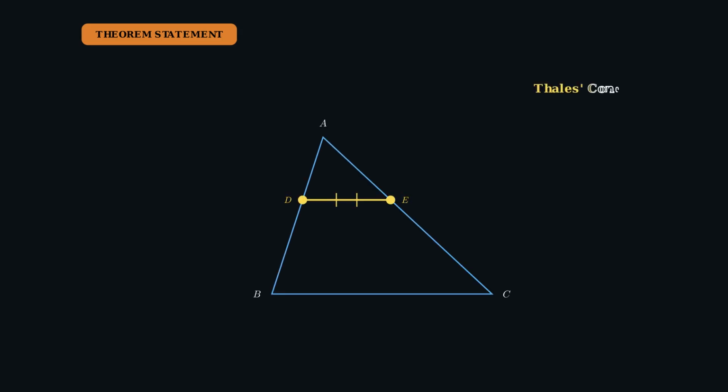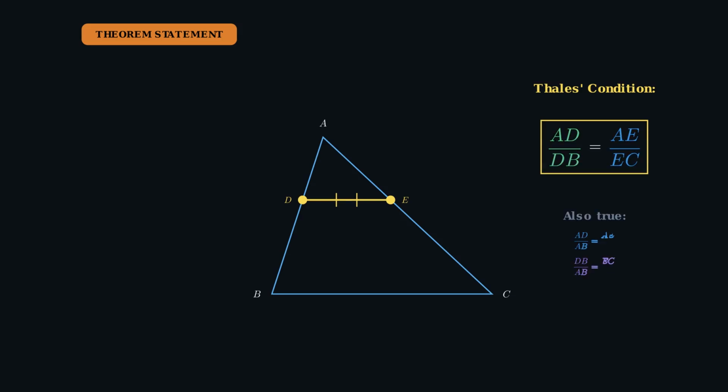The theorem statement. In triangle ABC, let there be a line DE parallel to side BC, intersecting AB at D and AC at E. Then the ratios of the divided segments are equal. AD over DB equals AE over EC. This means the line cuts the two sides in exactly the same proportion.